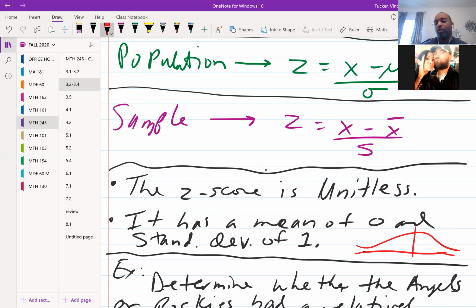Because we're going to have a z-score chart. And what's going to be in the middle is your mean, which is going to be 0. And then everything else will go from there. So to the right of 0 will be all positive values. To the left of 0 will be all negative values, just like you would in a regular number line.